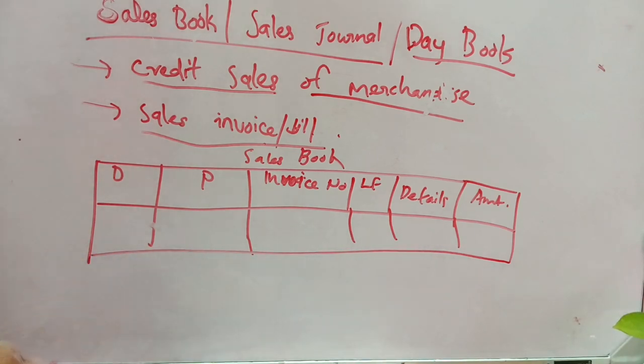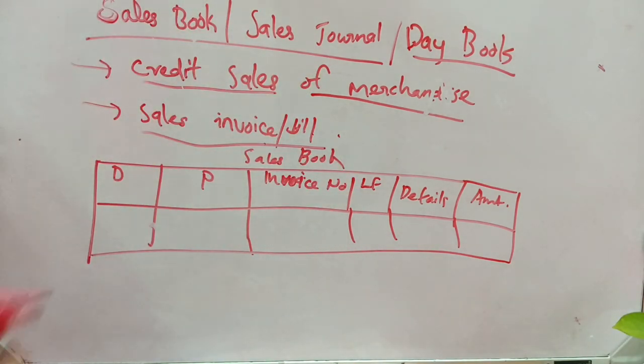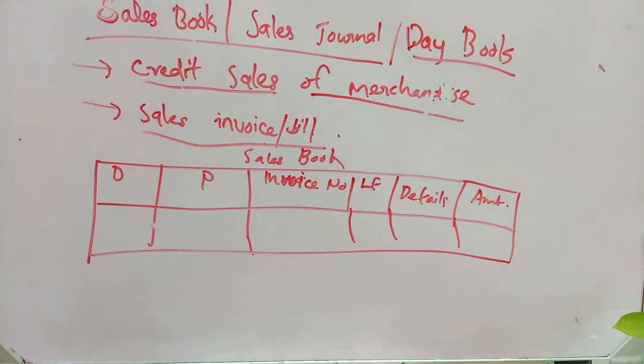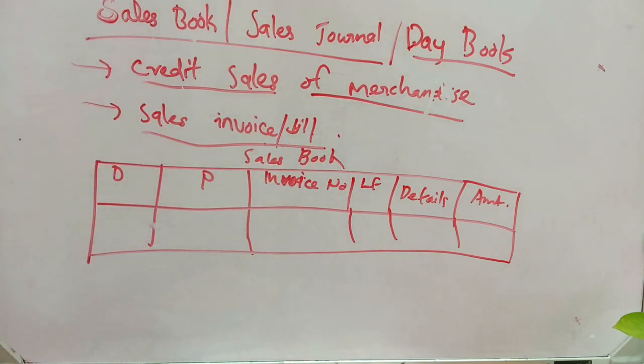So the sales book is prepared for recording credit sales of merchandise. Remember the point, only the credit sales of merchandise are recorded in the sales book or sales journal. Cash sales are never recorded in the sales journal. Also, any sale of an asset or any goods other than the goods the firm deals in cannot be recorded in the sales book.